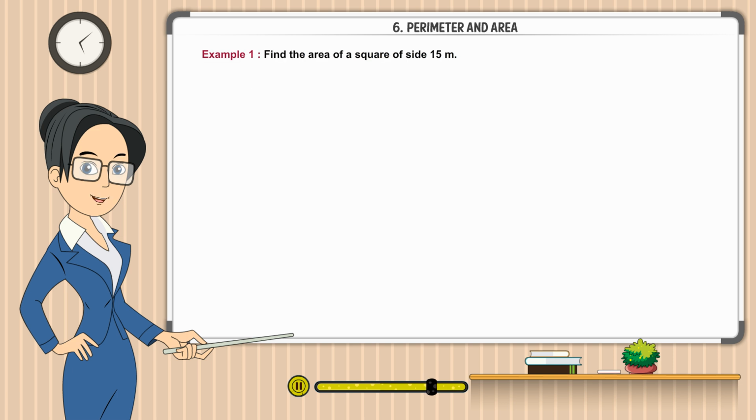Example 1. Find the area of a square of side 15 meter. Solution. Side of the square is equal to 15 meter. So, area of the square is equal to side into side is equal to 15 meter into 15 meter is equal to 225 square meter.